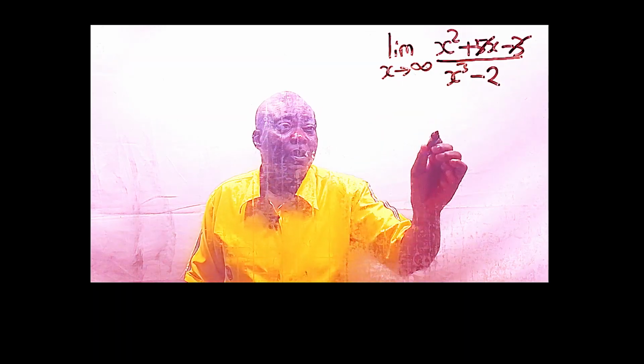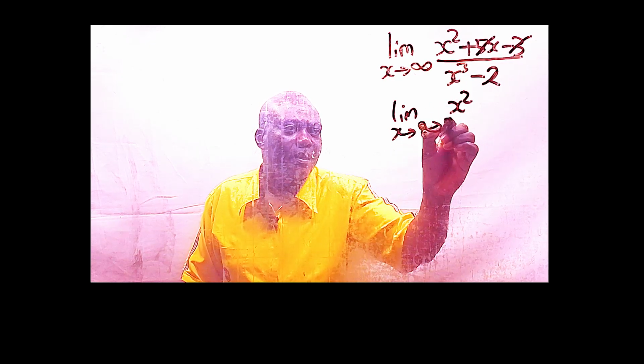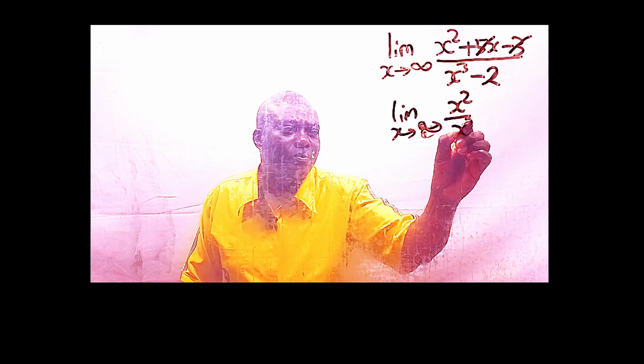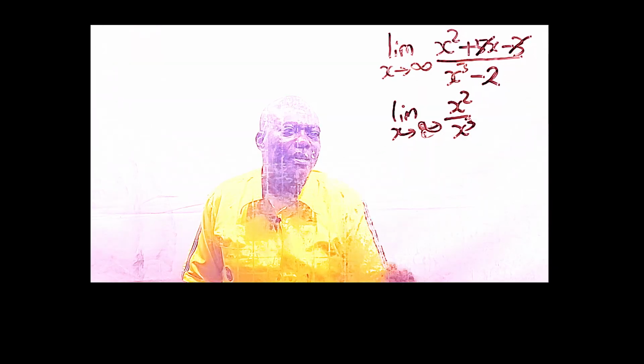Forget about this one, because as this one goes higher, this one can never come close to it. So forget about this one now. So what you consider now is the limit of this, which goes to x squared over x cubed. So you now see this one.